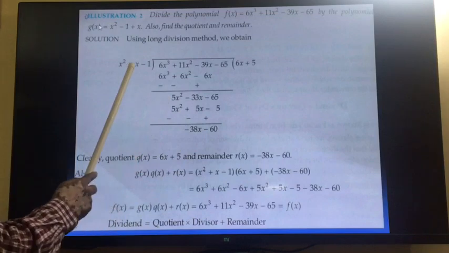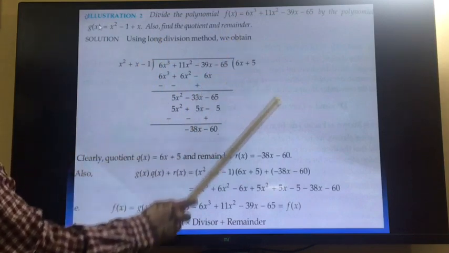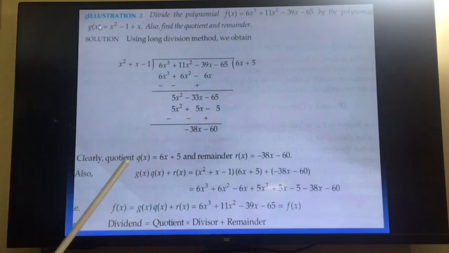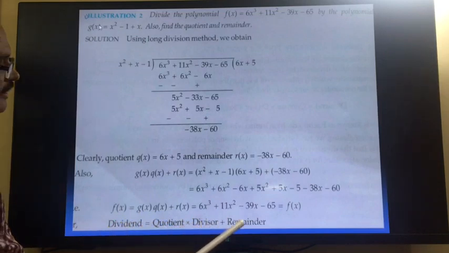After getting this, the question is over till here, but now we are proving this result using the division algorithm, that the dividend is equal to quotient into divisor plus remainder.